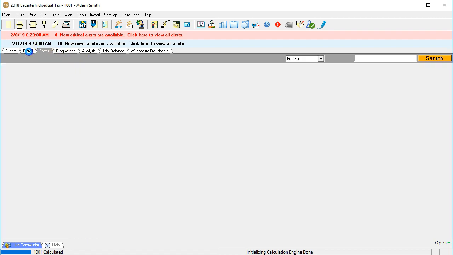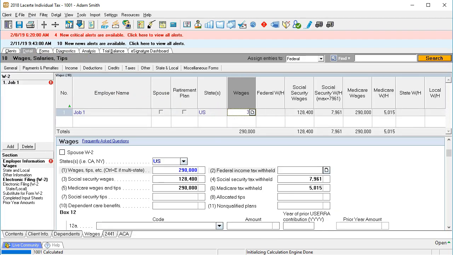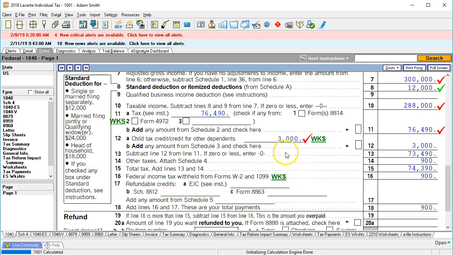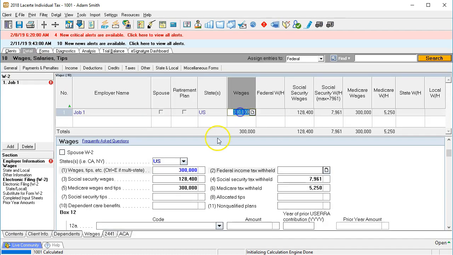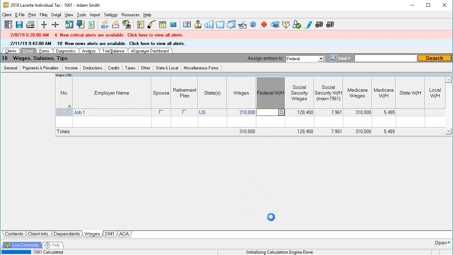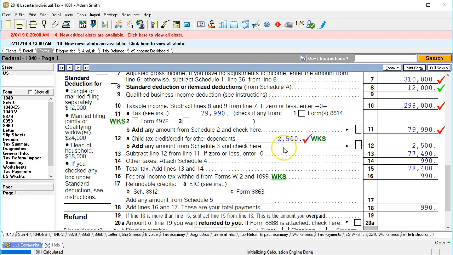And then if we go back over here and say, all right, well, let's go to 300,000 with our 4 dependents. And now we're at 3,000. Let's say we go up to wages of 310,000, back to our form, and we'll see that we'll calculate at 2,500. So you can see how that phase out works. In other words, the lower limit is 200,000, but it'll phase out from there. That's when it starts to phase out.